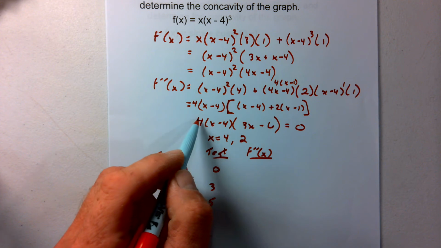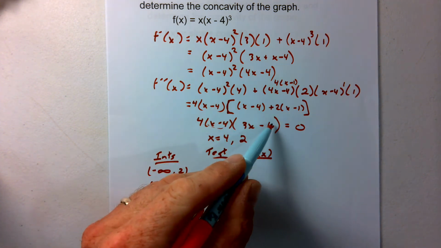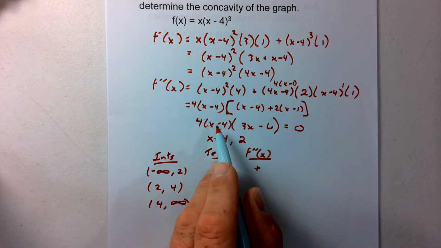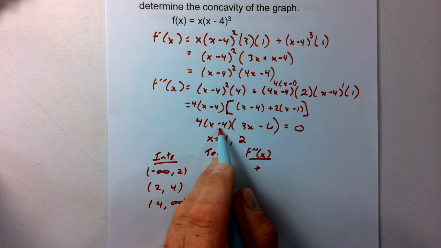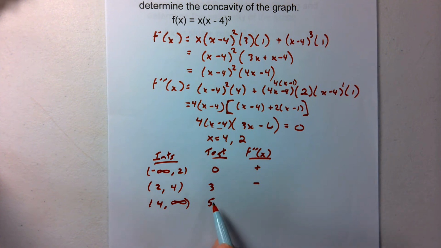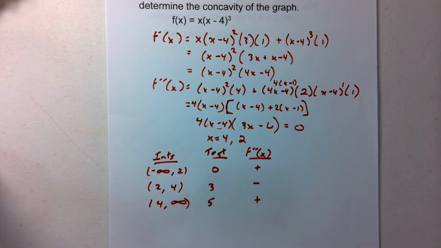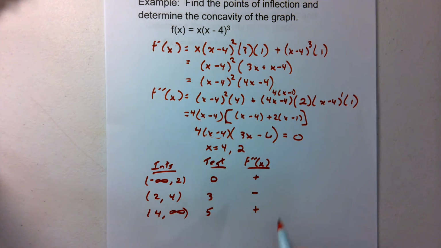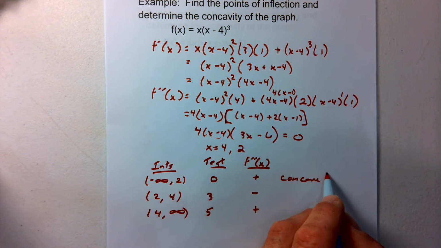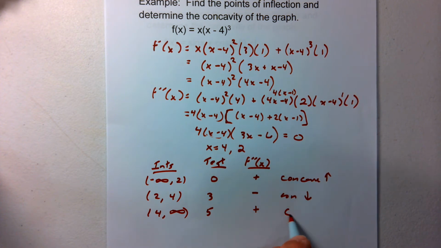So if I plug in 0, the 4 is always going to be positive. This is going to be a negative value, and here I'm going to get a negative value. So a negative times a negative gives me a positive. If I plug in 3, in this case it gives me a negative. In this case it gives me a positive, so negative times a positive gives me negative. If I plug in 5, I get a positive times a positive times a positive, or positive. So this tells me that on this interval I'm going to be concave up. A minus gives me concave down, and then a positive concave up.